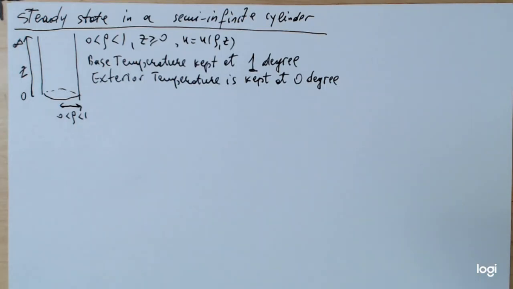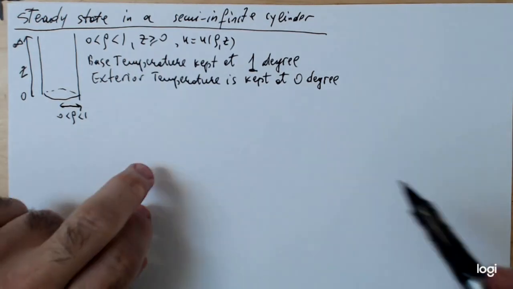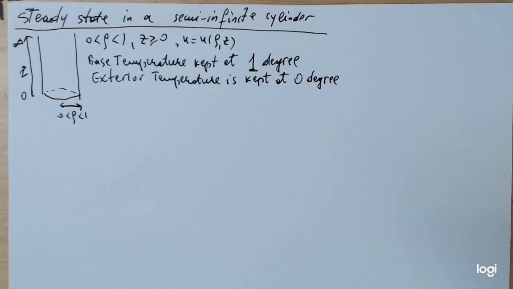All right, so our example involves a steady state temperature problem. So, steady state temperature in a semi-infinite cylinder. Let's talk a little bit about the physical meaning of the problem before we set up the equation itself and the boundary conditions.